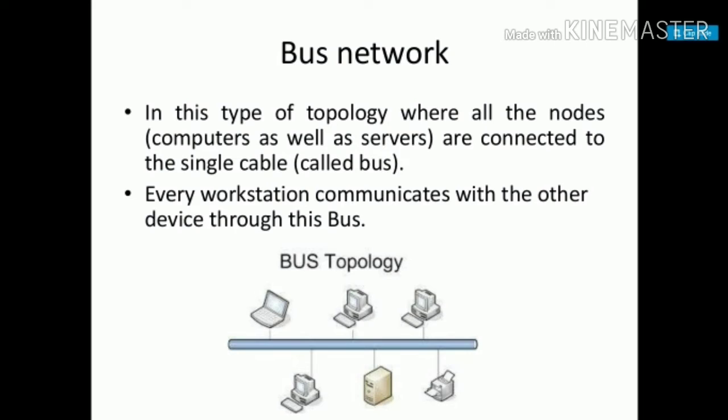The first network topology is bus topology, the easiest topology of networking. In this type of topology, all the nodes are connected to a single cable. That single cable is called a bus. Every workstation communicates with the other devices through this bus. Here you can see the picture. The middle line of the stations is called a bus.